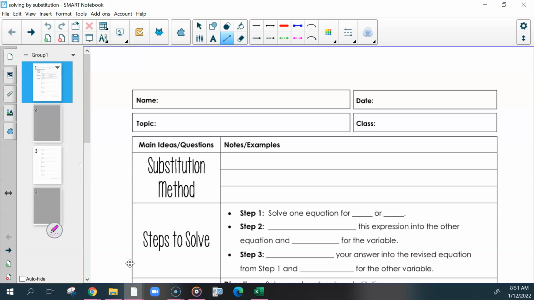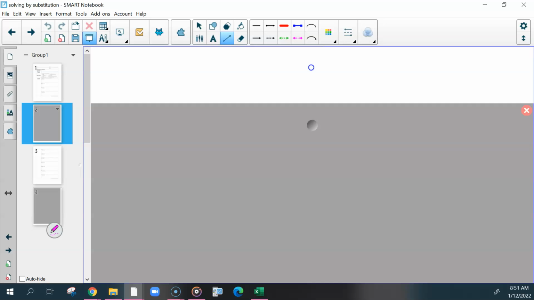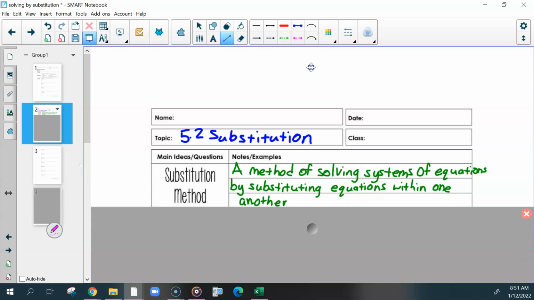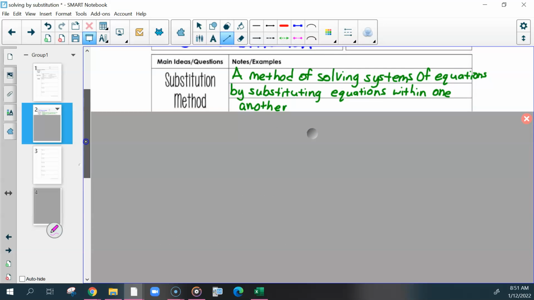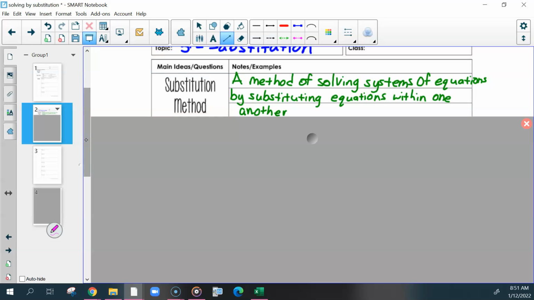First, I don't remember exactly what this is. So let's do this. Substitution method is a method of solving systems of equations by substituting equations within one another.